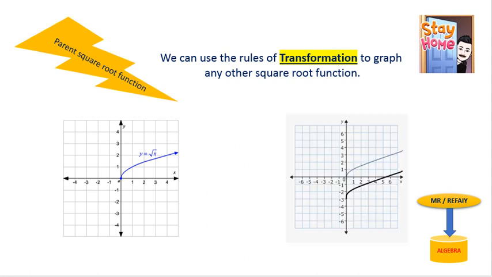For example, look, we can move this curve down. Also, we can move it up, right, left, and so on. So all of the square root functions have the same curve, but you just have to move it up or down or left or right. Because of that, we call this function the parent square root function.